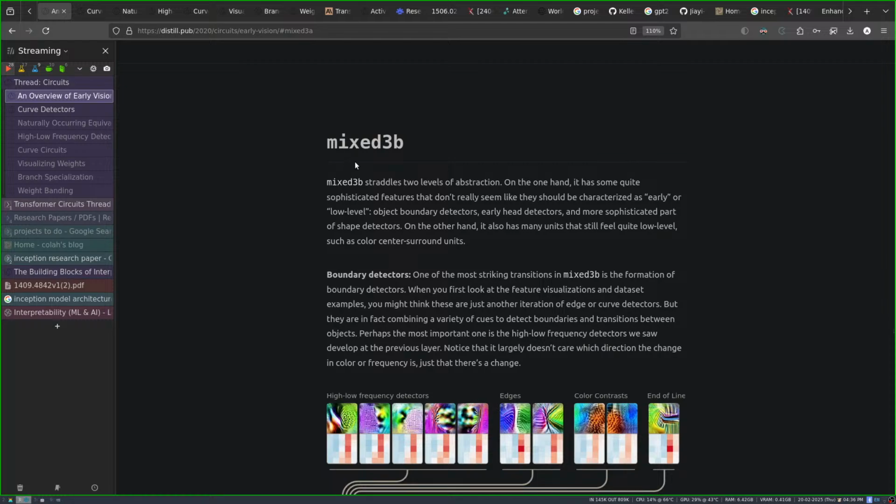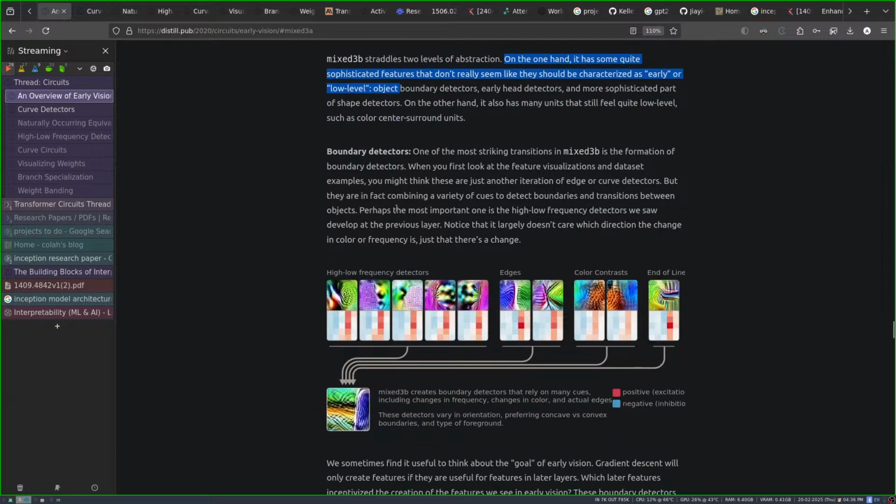Mixed 3b shows two layers of abstraction. On one hand, it has some quite sophisticated vision. Boundary detectors. One of the most striking transitions is the formation of boundary detectors. When you look at the feature visualization and dataset examples, you may think of them as another iteration, but they are in fact combining a variety of cues to detect boundaries and transitions.